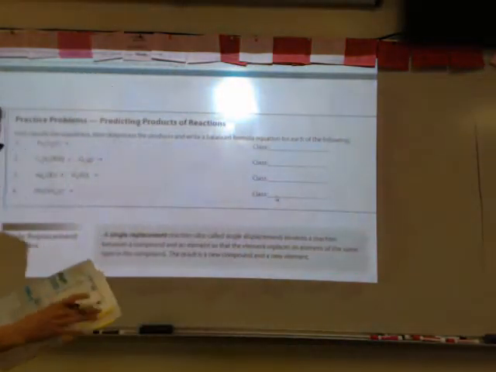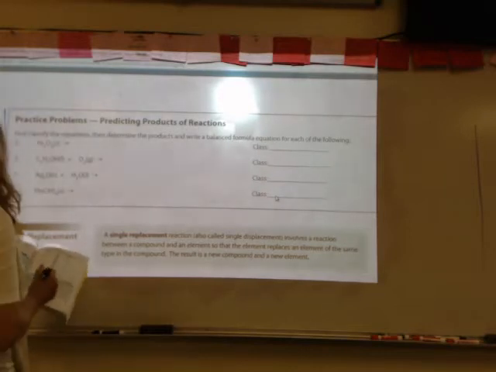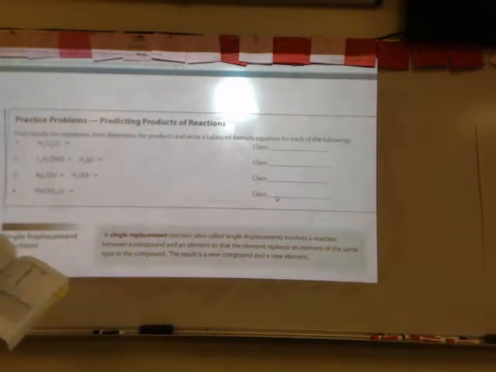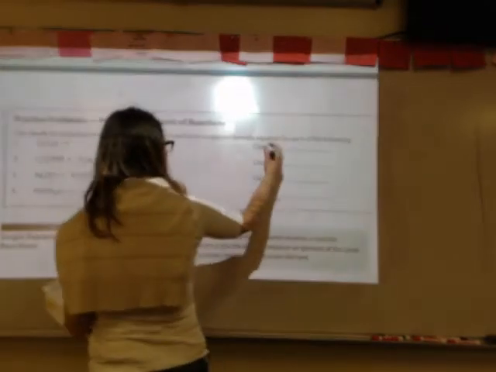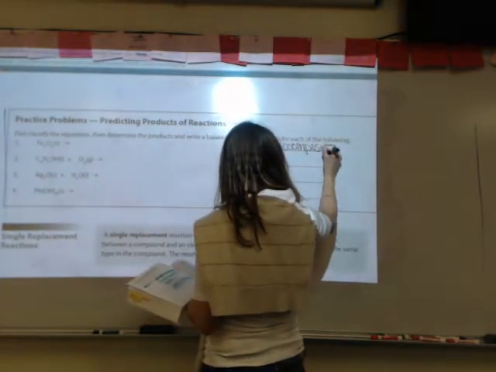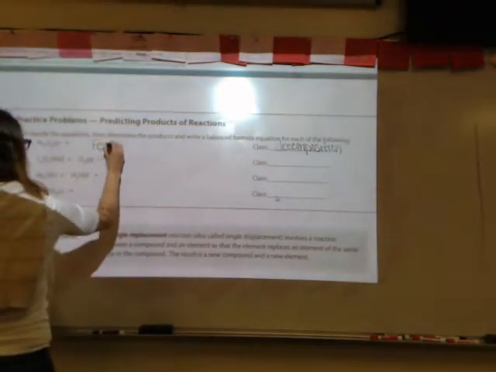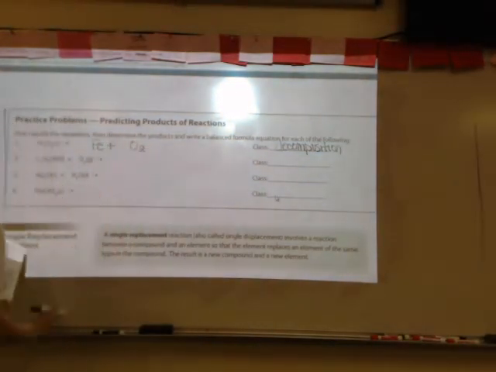Here we want to classify the equations, then determine the products, and write a balanced formula for each of the following. So for number 1, we've got a metal oxide. Metal oxides are going to decompose, so this is decomposition. And it's going to decompose into its 2 elements, which are iron and oxygen.